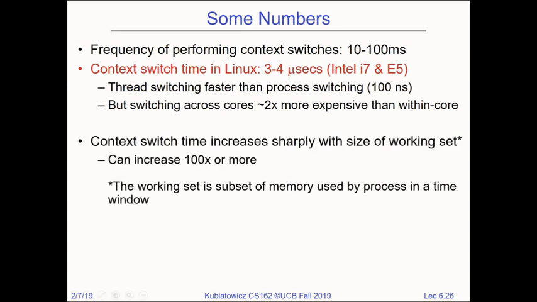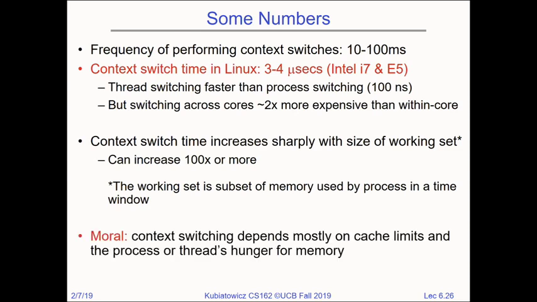Context switch time increases sharply with the size of the working set, however. So if you switch from one thread to another, but those two threads are using completely different large amounts of memory, there might actually be more time spent in the hardware cache pulling things out of DRAM than the actual instructions for switching. Okay, so there's a lot of time in the working set, and we'll talk more about that as we go on.